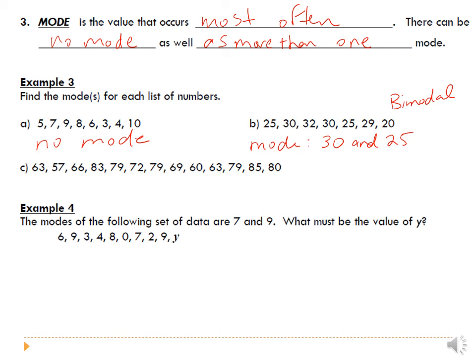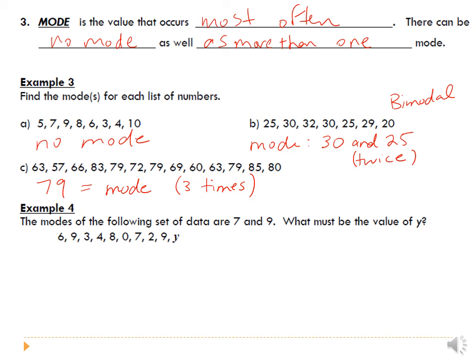And even if you wanted to, you could list that they both happen twice. You don't have to. And then if we go through C, what number appears most often? 79 is our mode, and it actually happens 3 times. That's the most. Again, you don't have to write that, it just helps let me know you know what you're doing.